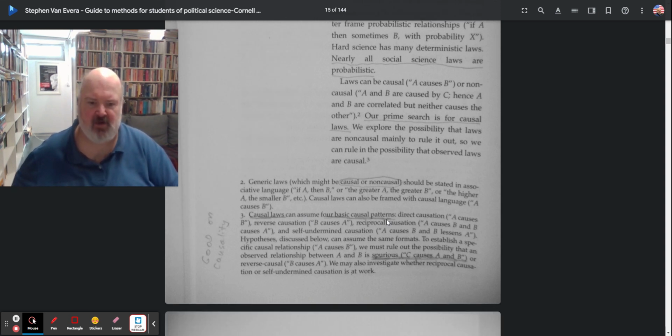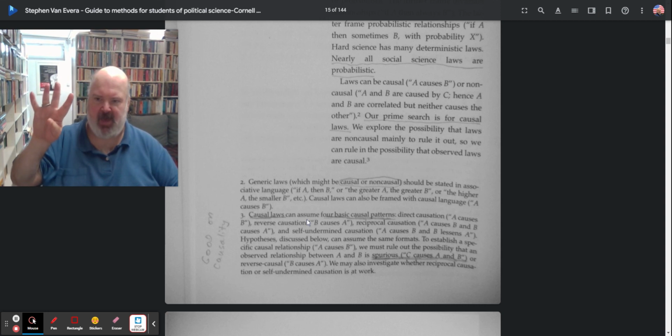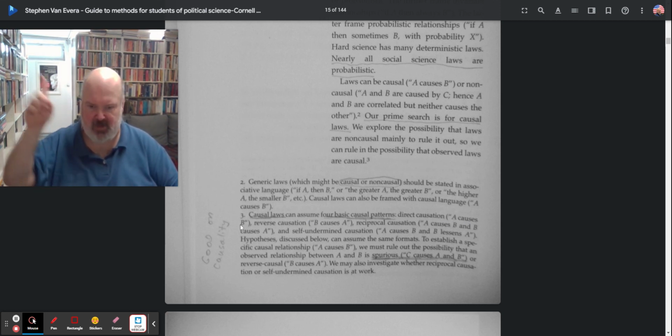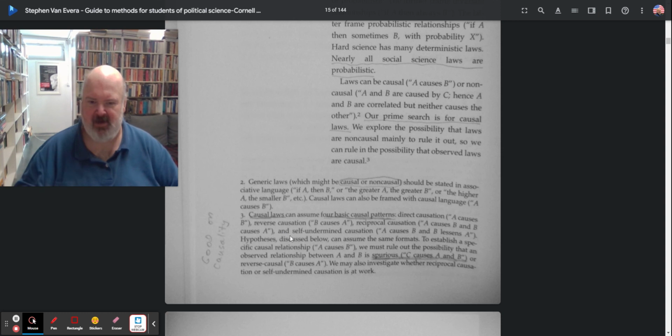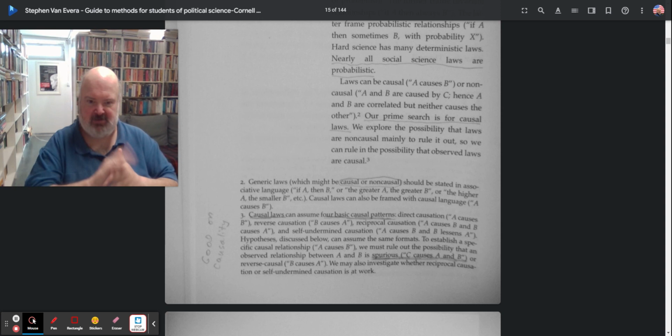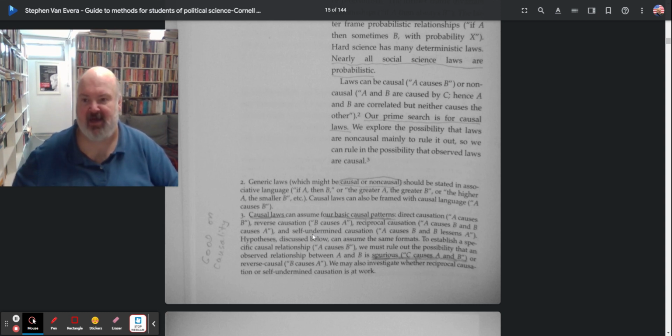Causal laws assume four basic causal patterns. First, direct causation: A causes B. Second, reverse causation: B causes A. Third, reciprocal causation: A causes B and B causes A. Fourth, self-undermining causation: A causes B, and B weakens A, makes A less strong.